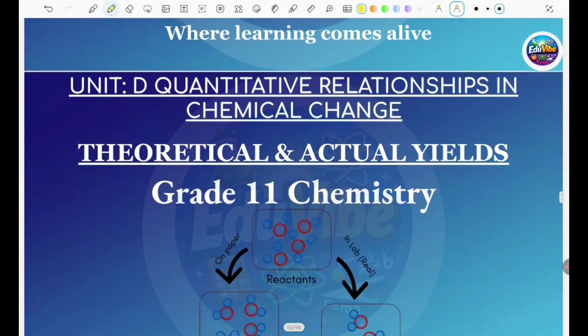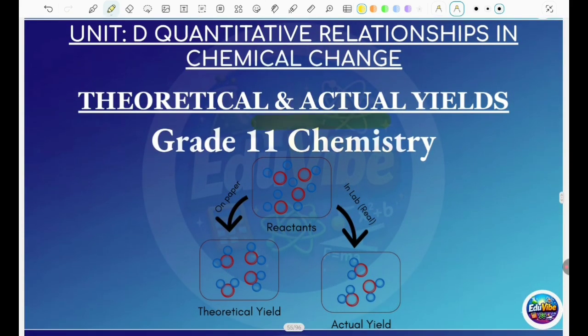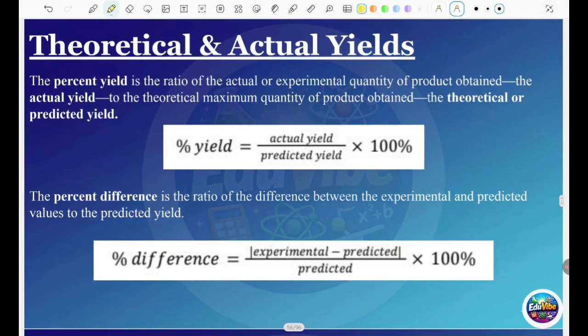In today's lesson, we're doing the next topic of Unit D, which is the theoretical and actual yields. This is an important topic for the experiments when we do lab questions. We have to know what the theoretical values are, what the actual yields are, and also the predicted yield. The predicted yield and theoretical yield are the same. This is a short topic, and you have to know these two formulas, which are in your formula sheet.